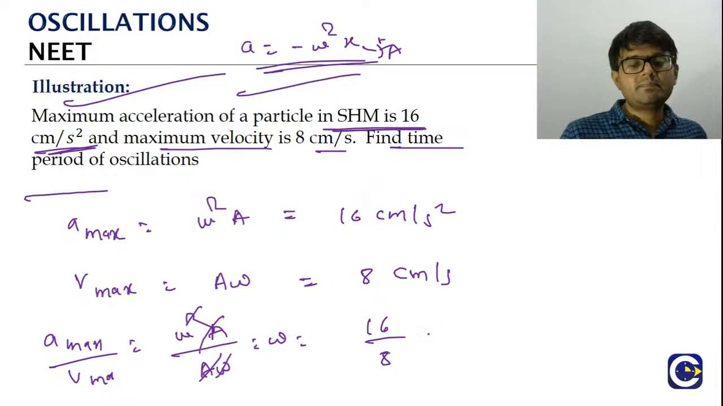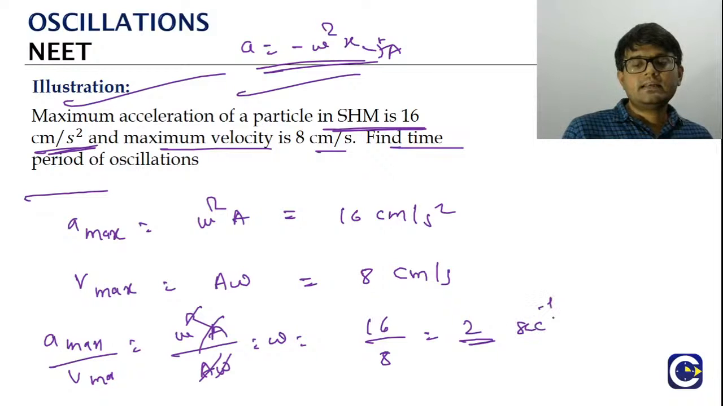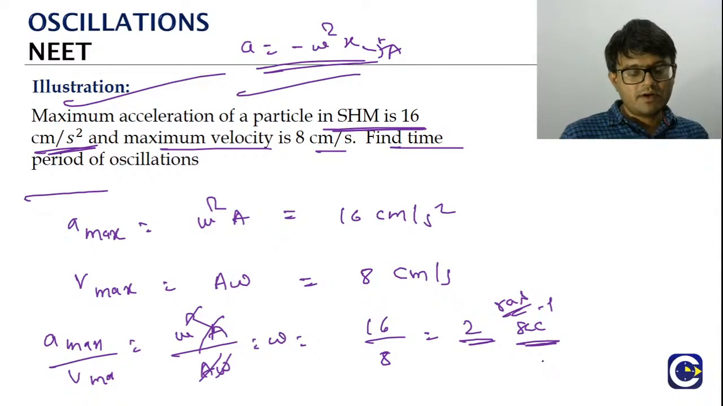What is it? 16 by 8. Look, what is it? This is 2 second inverse. Okay, actually if we have to put the unit, what should we call it? We should say it like radians per second. Okay? So this is the omega value.